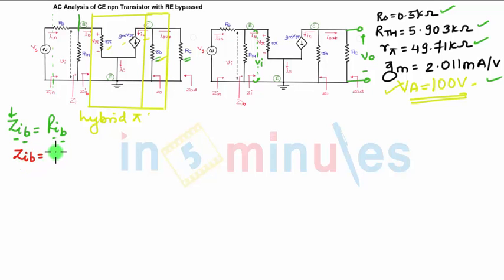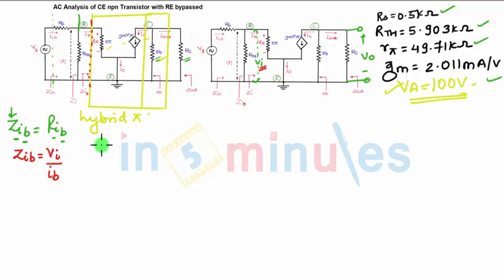Resistance is nothing but the voltage upon current. So what is the voltage? ZIB is the resistance seen from this point. So what is the voltage across V pi? As I have told you, it is VI. So I can write VI upon the current IB, right? VI upon IB.